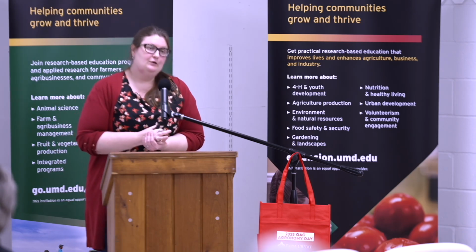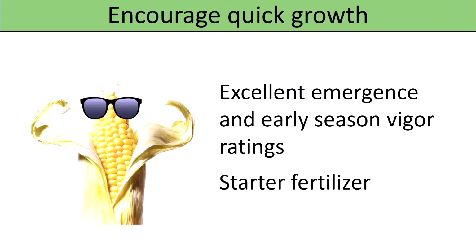And again, anything you can do to encourage quick growth, anything you can do to outrun the slugs. So choosing hybrids or varieties that have excellent emergence and vigor ratings in the early season so that you get that seedling up and growing is the best way to go. Adding a starter fertilizer, pop it up as fast as you can.